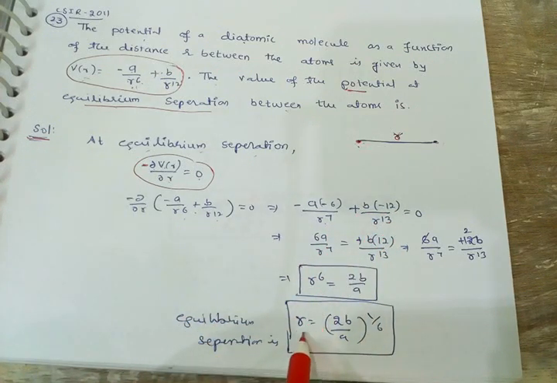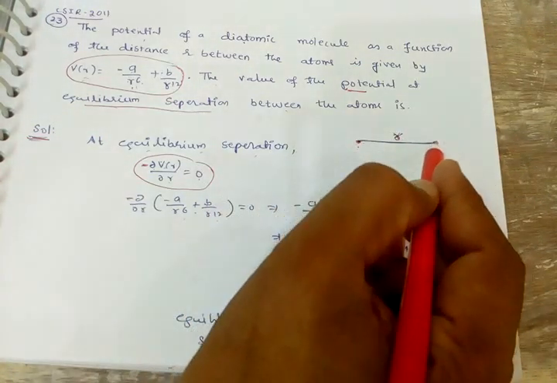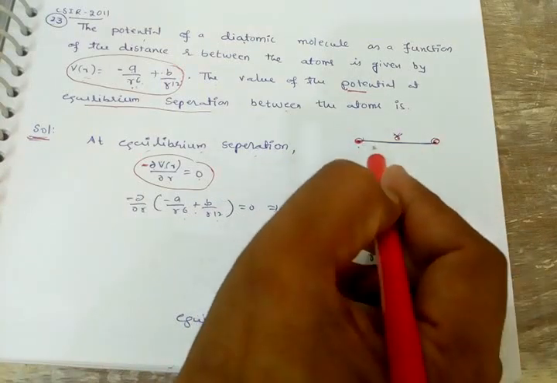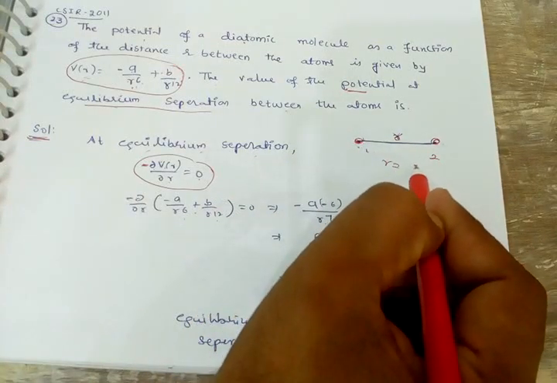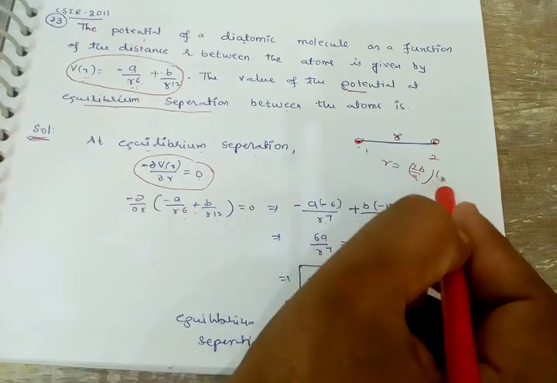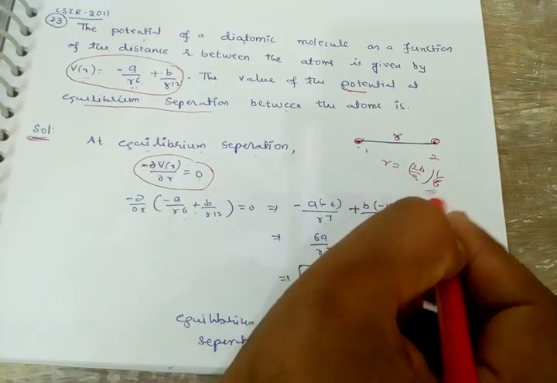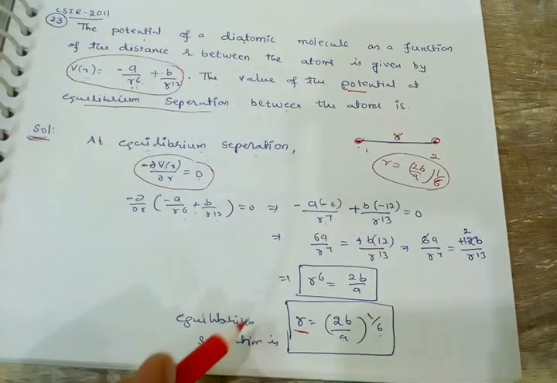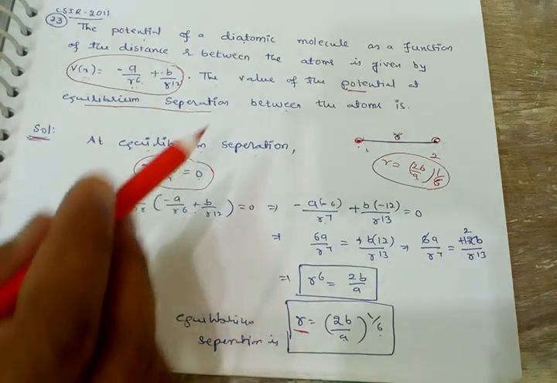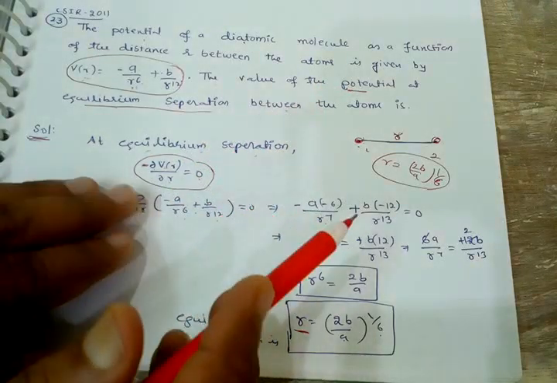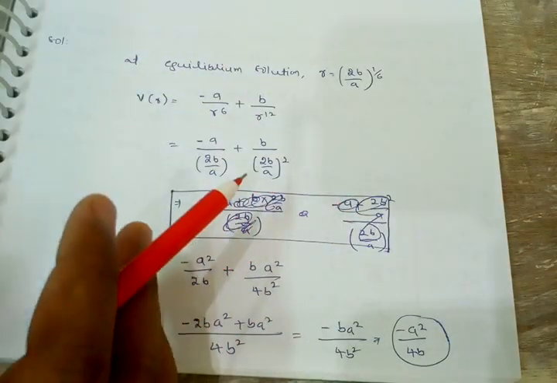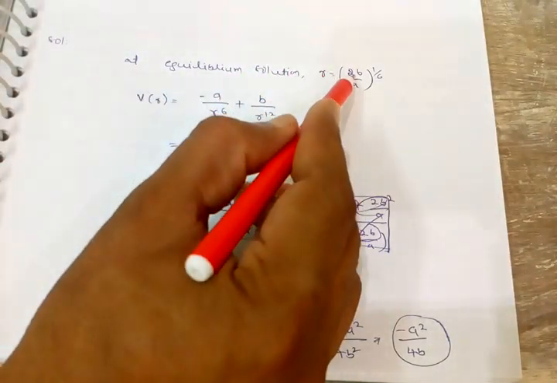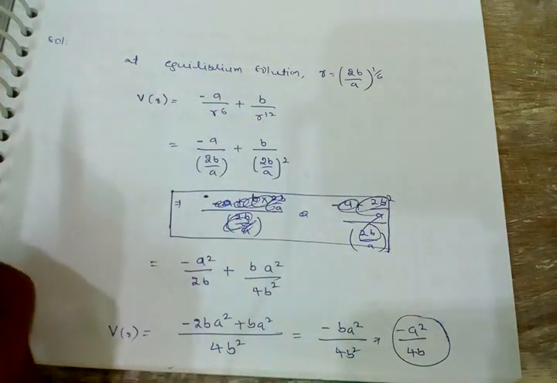So we equate, and finally we get r equal to (2b by a) whole power 1 by 6. This is the equilibrium separation, the distance at which the two atoms are separated. A and b are constants. So we have now got the equilibrium separation distance, and at that distance we have to find the value of the potential.